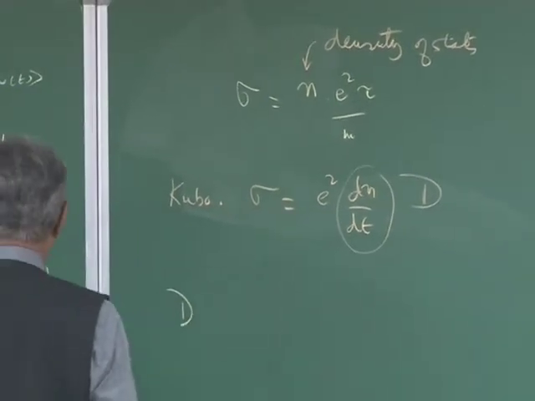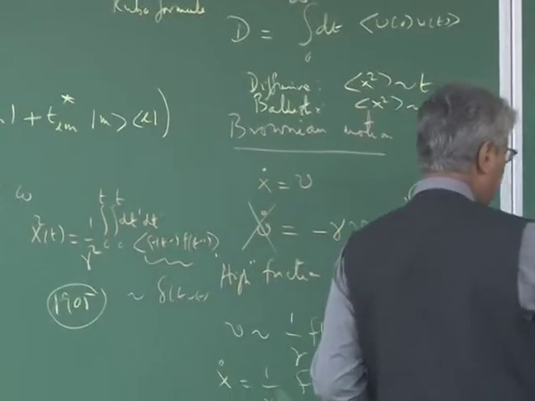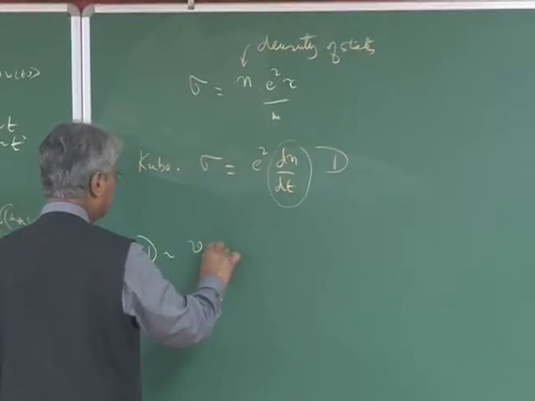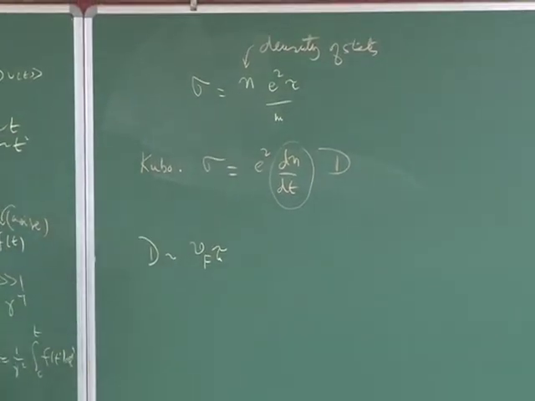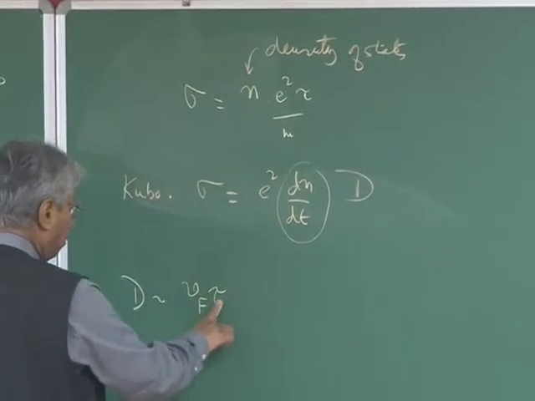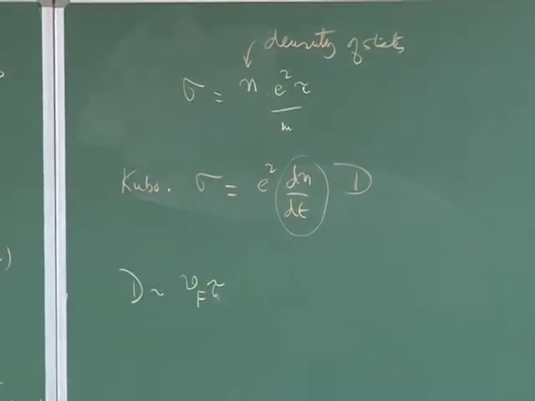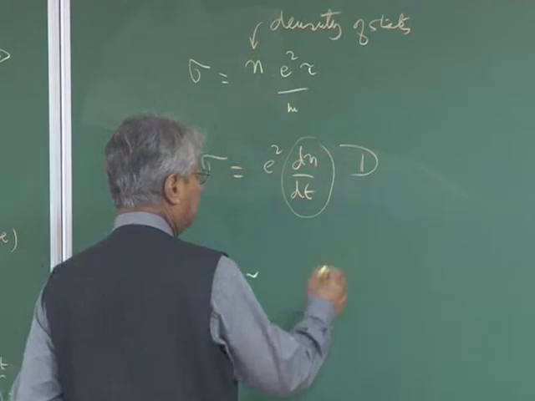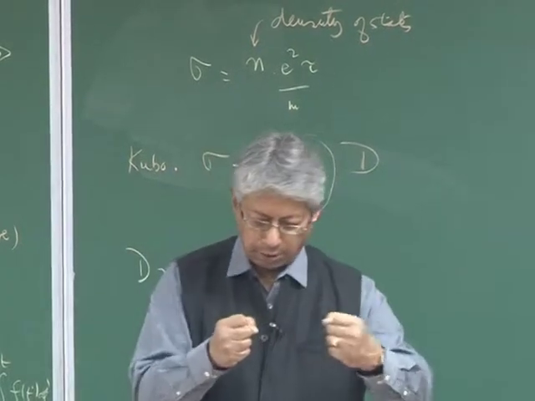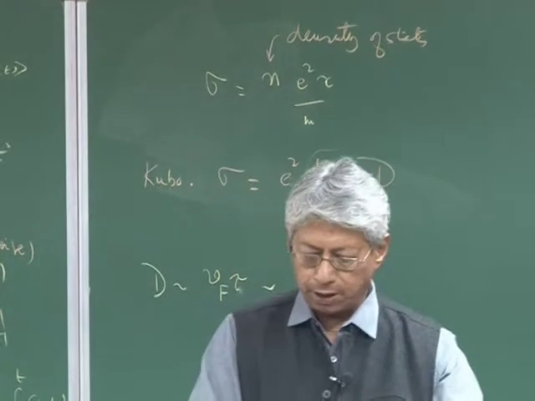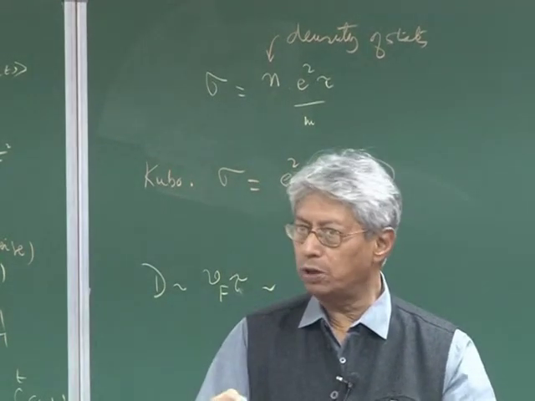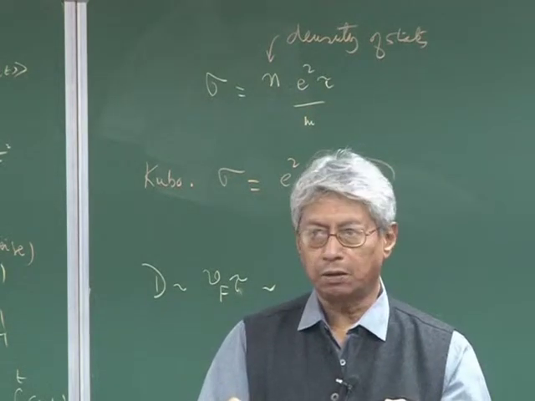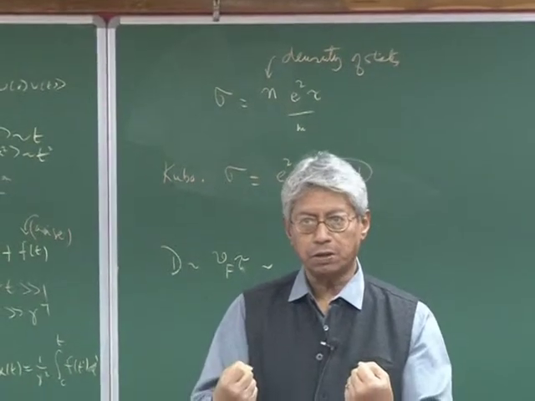If I work in the velocity space, it turns out that D is like the Fermi velocity times tau. Remember, Dr. Dattagupta pointed out that the velocity we are talking about characteristically is just the Fermi velocity. And so what is tau? Let's think about Maxwellian kinetic theory: tau is the mean free time between two collisions, which is the mean free path divided by the Fermi velocity.